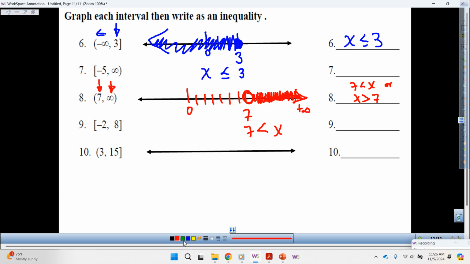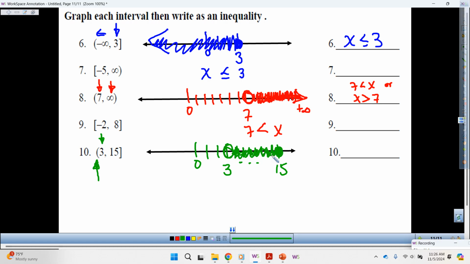Last but not least, do this one. Far left, we got positive 3. 1, 2, 3. Open or close? Joseph, open or close? Open. Yes, open because it's a parenthesis. Then I go to 15, dot, dot, dot, 15. Everyone, open or close? Close because it's got a bracket. Highlight in between.